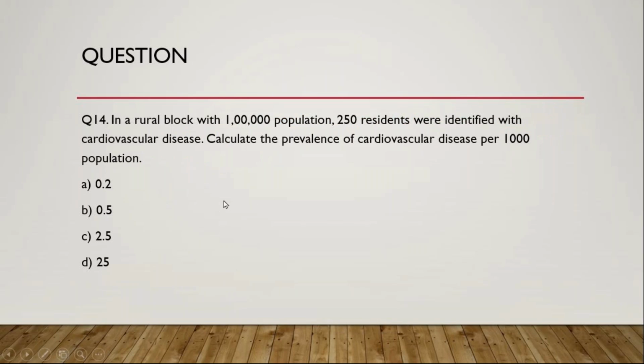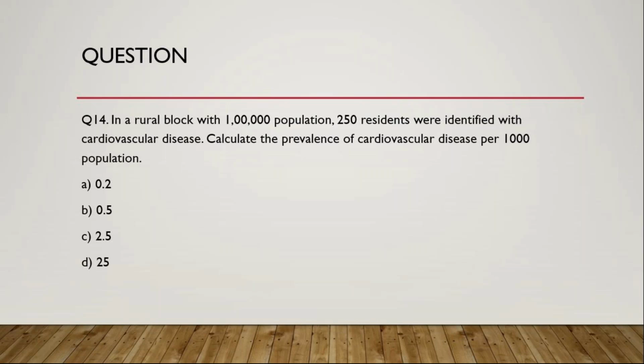So I will read the question, you solve the answer and then reply. In a rural block with 1 lakh population, 250 residents were identified with cardiovascular disease. Calculate the prevalence of cardiovascular disease per thousand population. Option A is 0.2, option B 0.5, option C 2.5 and option D 25. Now first solve the question, apply the formula and then tell me the answer. What is the answer?